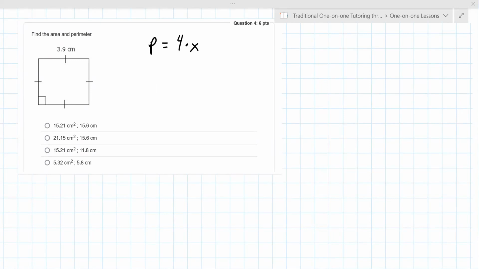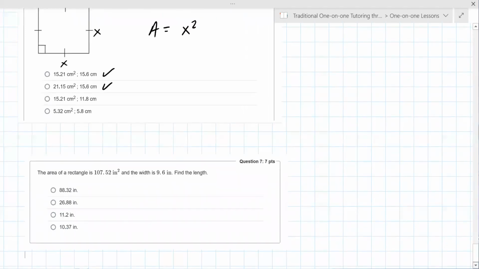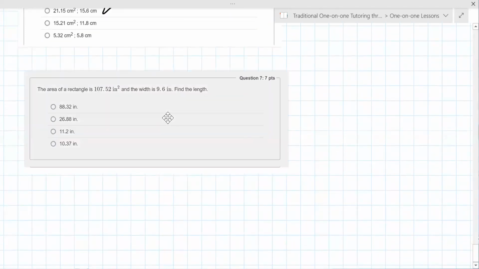15.6. Okay, so that gets us down to either A or B. The area is x squared because they're all the same. What's the area then? 15.21. Good. So what is the correct answer? Is it letter A? Letter A. Good. Are you feeling okay? Yeah, I'm fine.